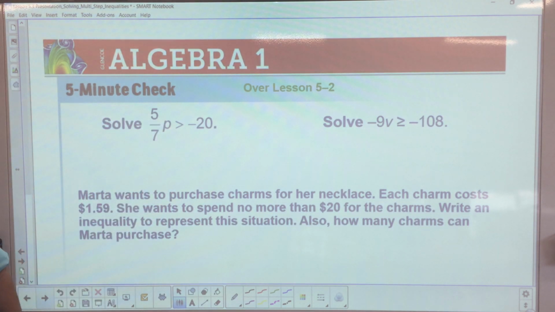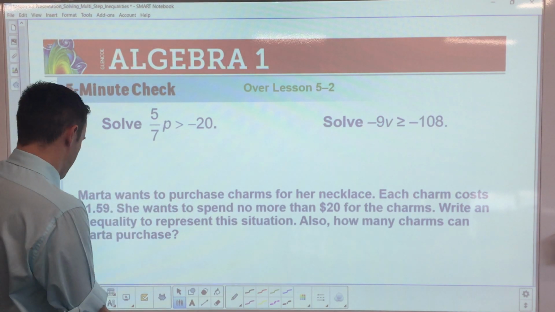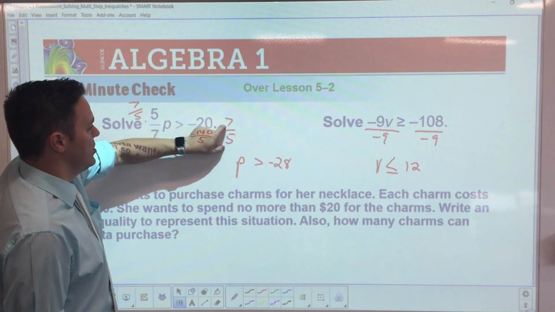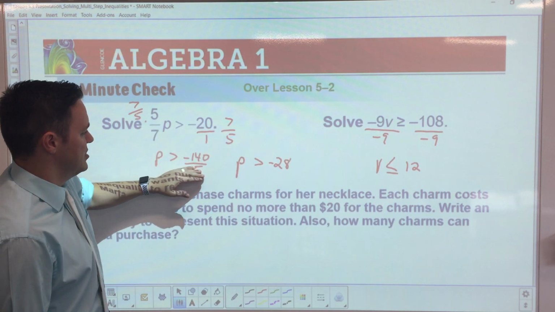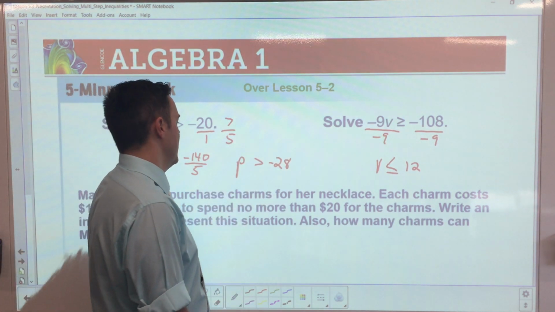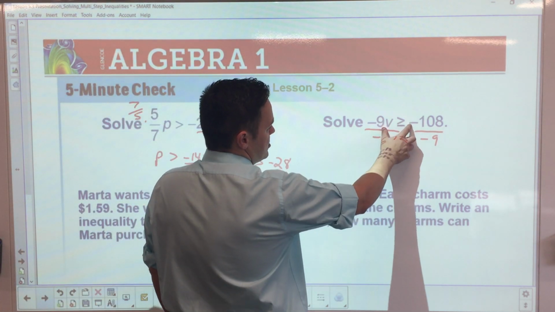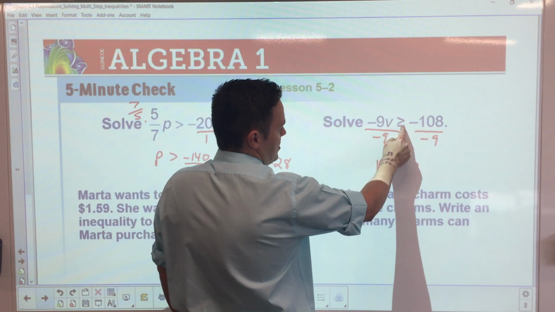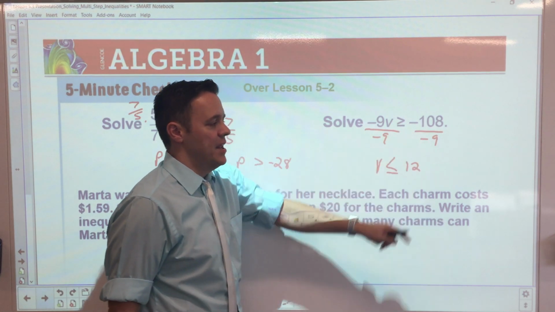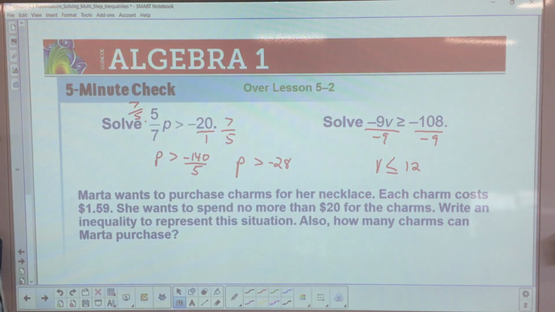So first things first is bell work. Please do it. All right, on the bell work, ladies and gentlemen, it's a pretty simple setup. What you want to do is multiply by the reciprocal on both sides. If you do that, this is what your equation will get out. Put it in the calculator. You'll get p is greater than negative 28. This one here, ladies and gentlemen, divide by negative 9. When you divide or multiply by a negative, make sure you switch the sign over. A negative and negative is a positive.